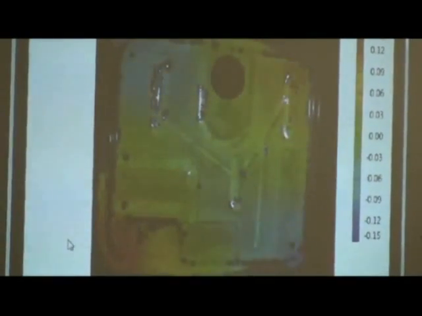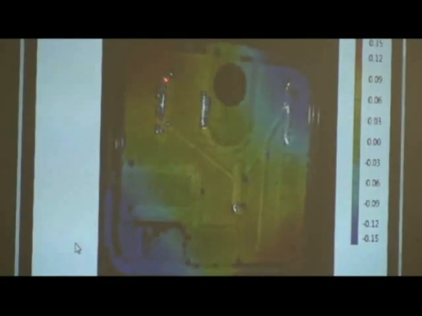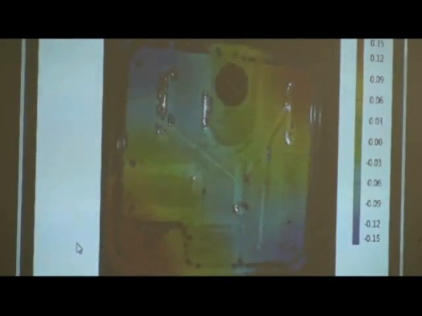And I don't remember what the frequency was, but you can see that these two corners are moving together. They're out of phase with these two corners. So that's essentially what's called the first mode of vibration of that panel.